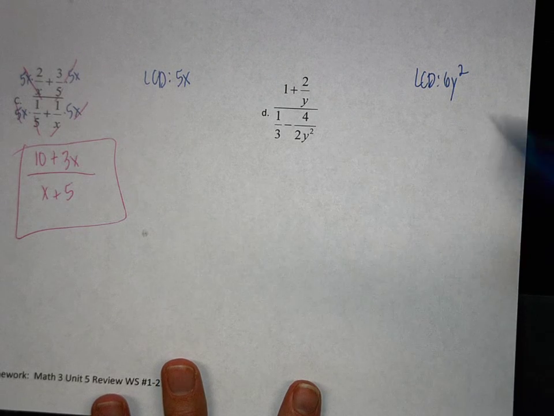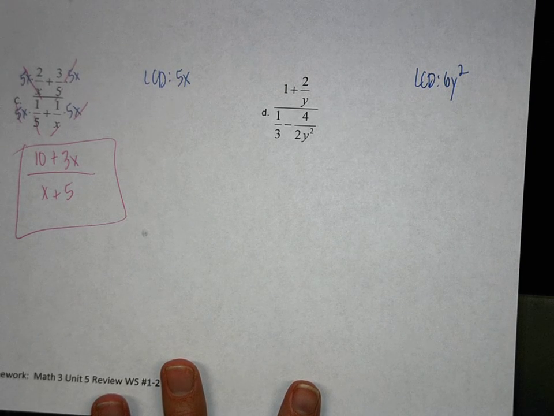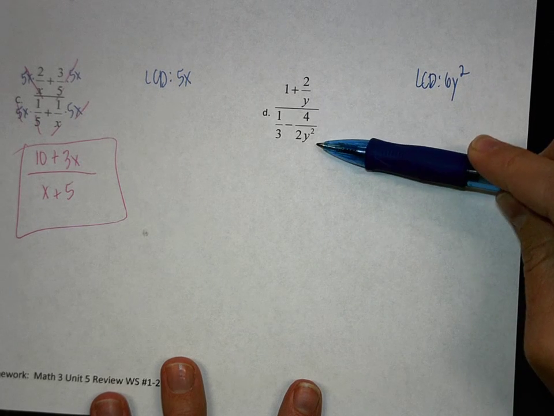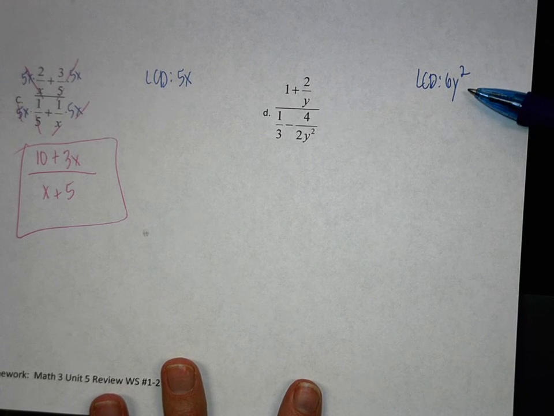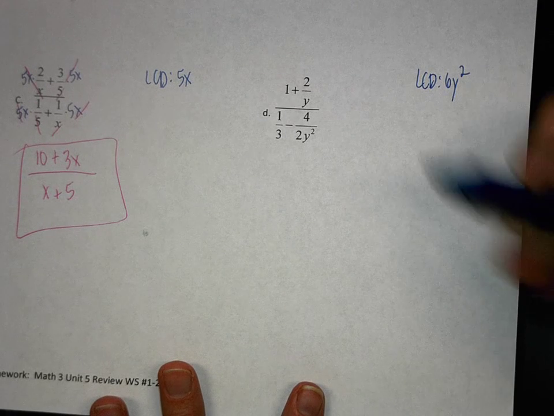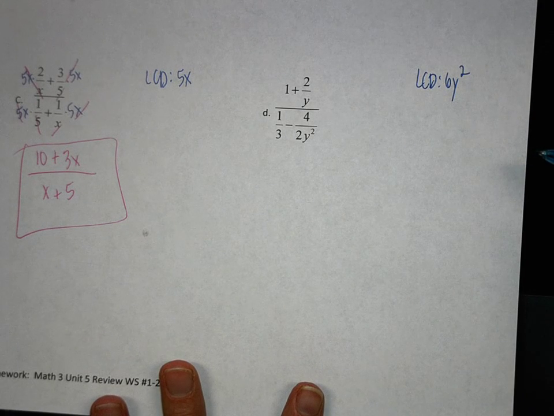Then you have to take the highest exponent that's in any of your denominators. So while this one has a 1, this has a y squared. We need our LCD to be y squared in order for y squared to end up canceling out. Is that clear? So what do I do now that I have my LCD? Multiply everything by it. Multiply everything by 6y squared.